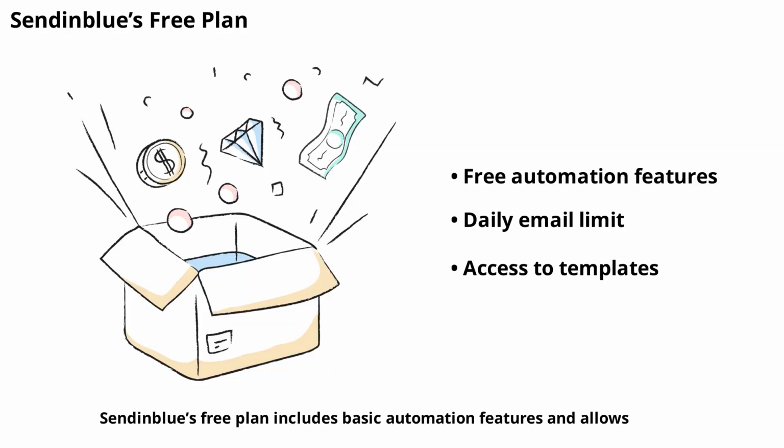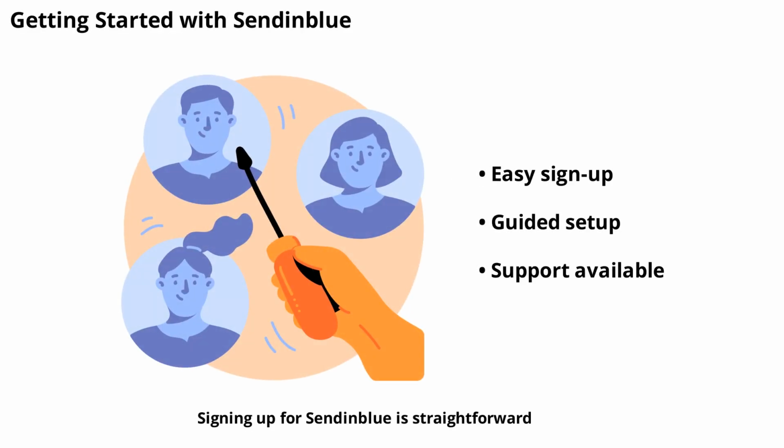Sendinblue's free plan includes basic automation features and allows you to send a limited number of emails per day. This makes it a good choice for small businesses and individuals who want to test the platform before upgrading. The free plan includes access to the automation builder, templates, and basic analytics, so you can start building sequences right away.